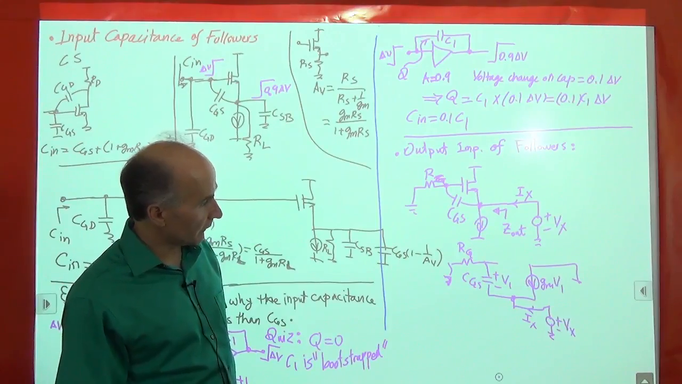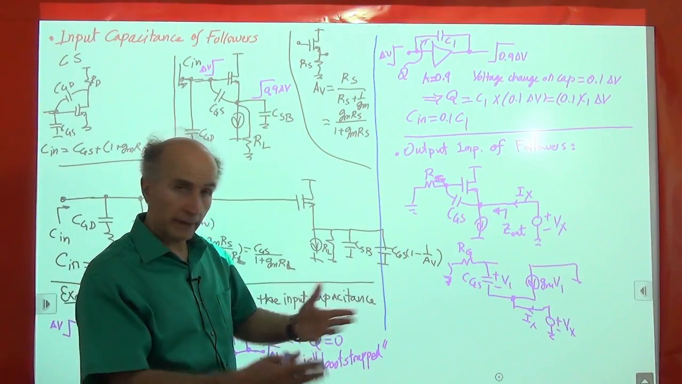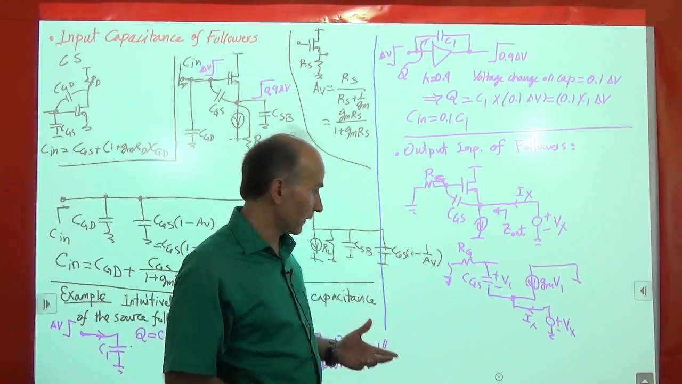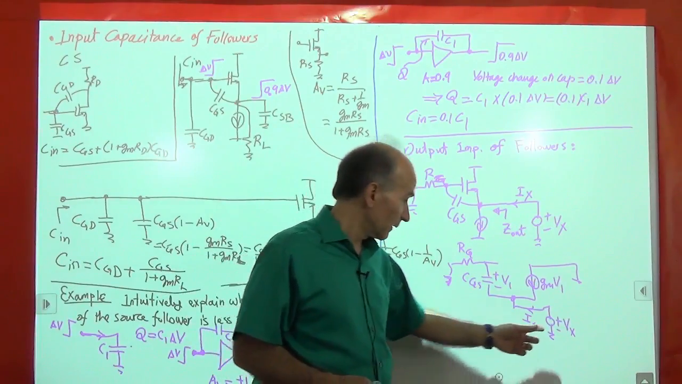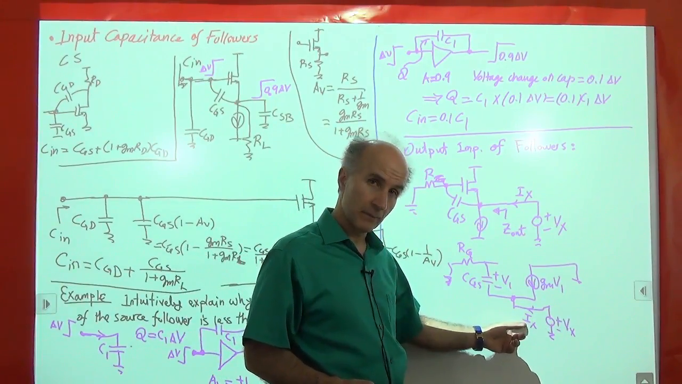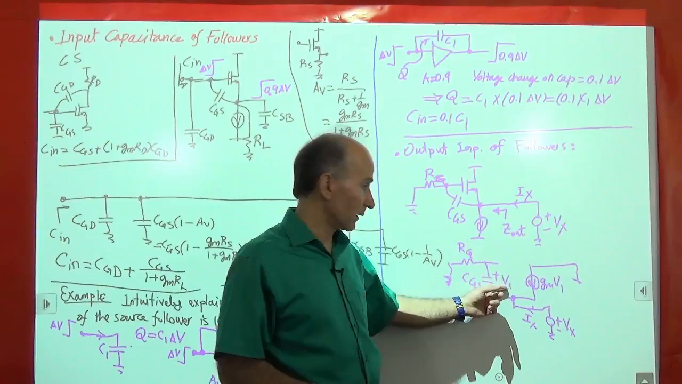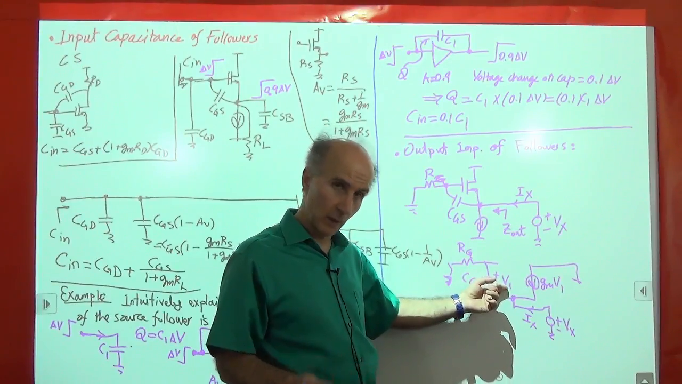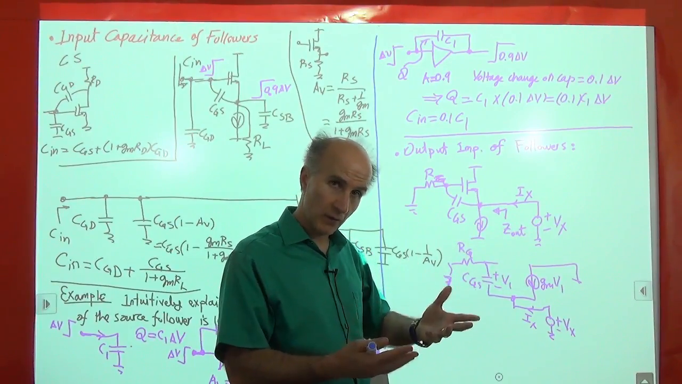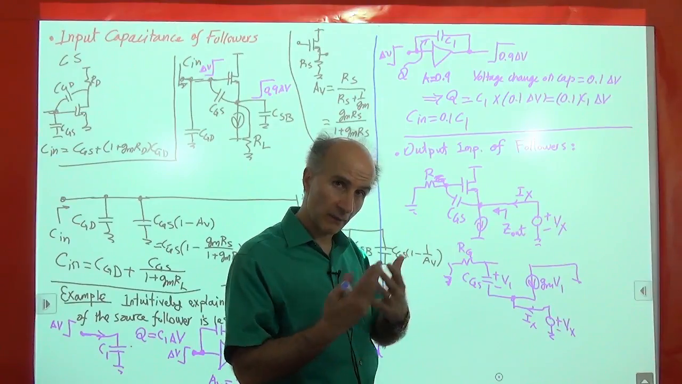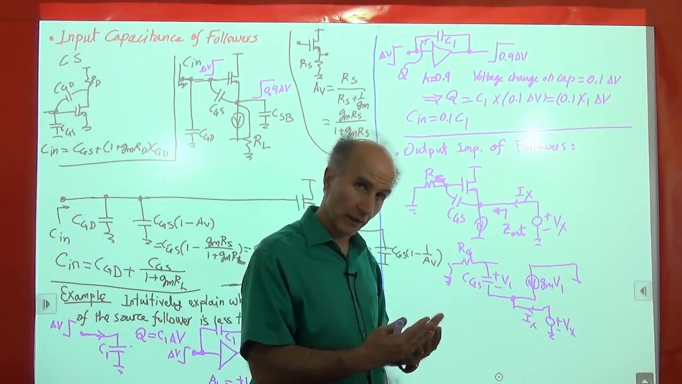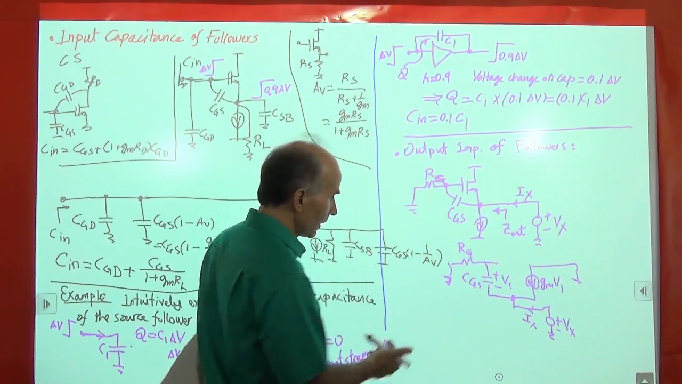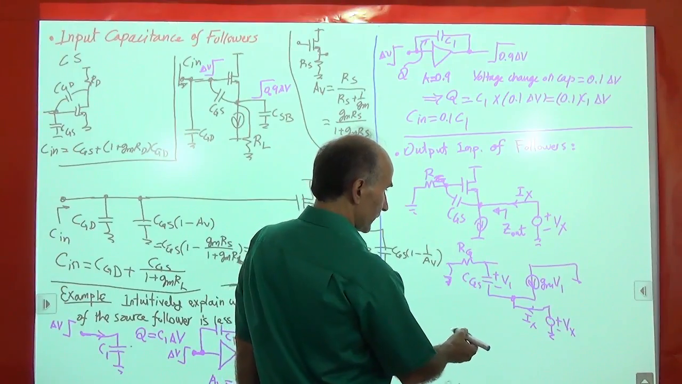All right, so how do we solve the circuit? Well, we just have to write our usual KVLs and KCLs and so forth. Our objective is to find Vx over Ix. But we have this component we don't want, V1. So we have to write some equations, eliminate V1, and then find Vx over Ix.